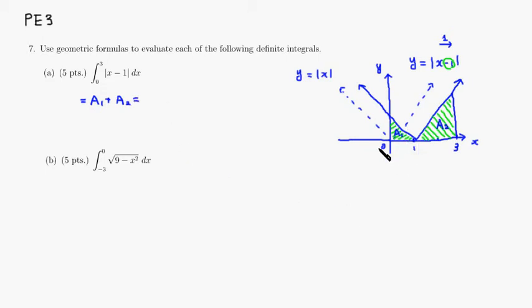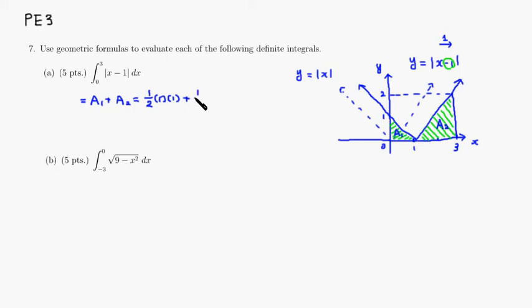Since it's a triangular region, the formula for the area of a triangle is 1/2 base times height. For A1, it's going to be 1/2. Base is 1, and height is actually 1 too. So base times height is 1/2 times 1 times 1. Plus, for this one right here, you can plug in 3 minus 1 is 2, with the absolute value, so this is 2 right here.